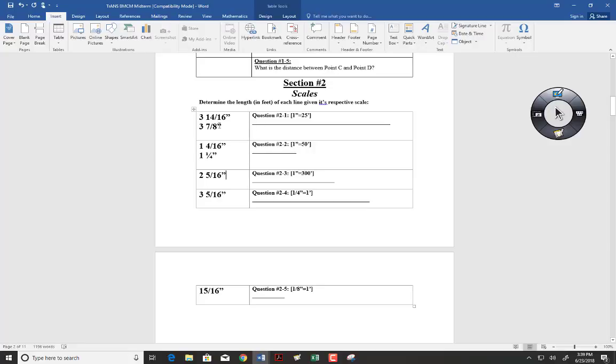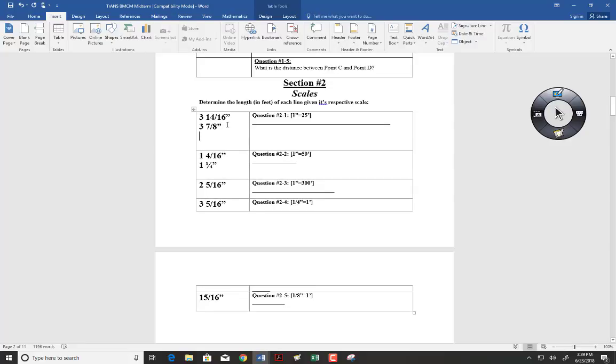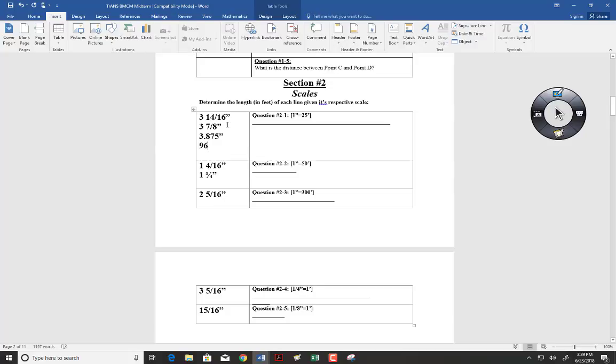Now I take that number. If I have 1 inch equal to 25 feet, I take 3 and I have to get this to decimal. So 3 plus 7 divided by 8 is 3.875 inches. That's my decimal value. And then I multiply that by 25 feet per inch, and I would get a value of 96.875 feet. That's what I get longhand.